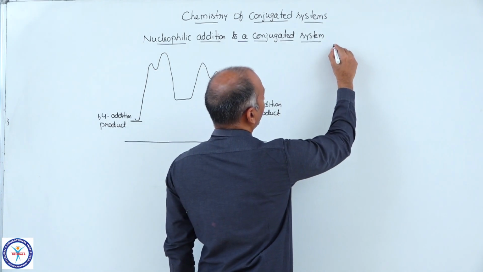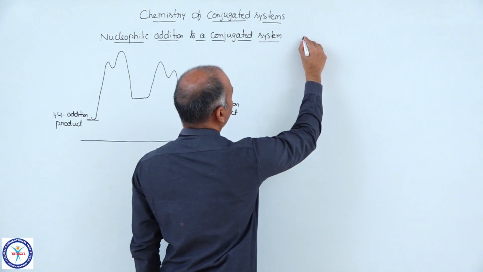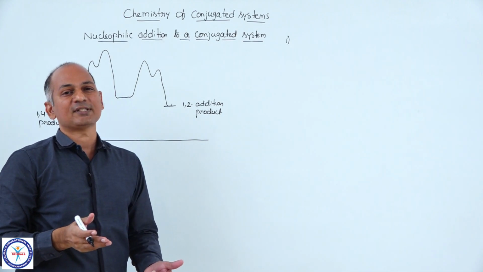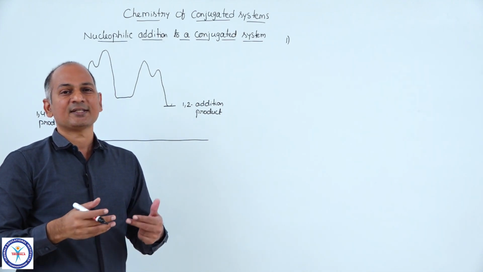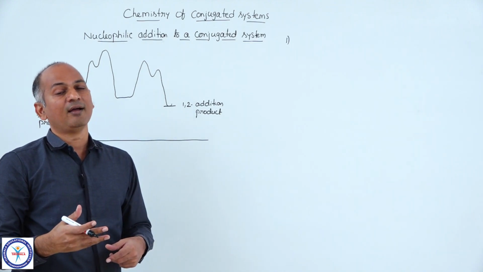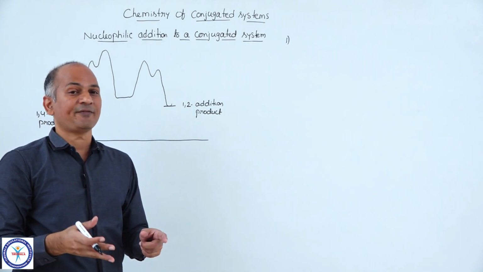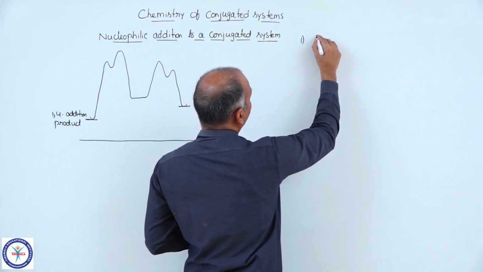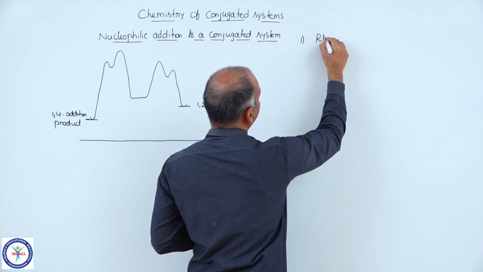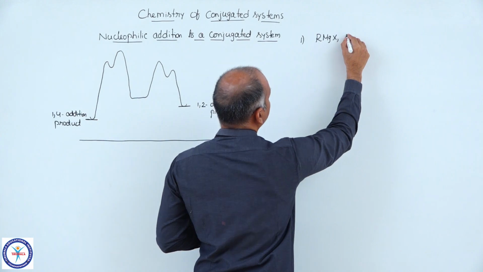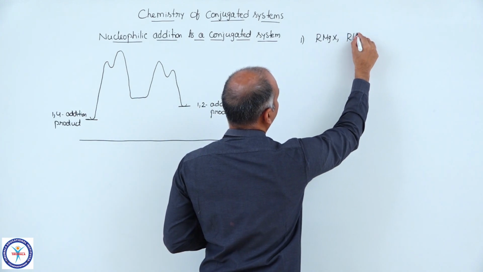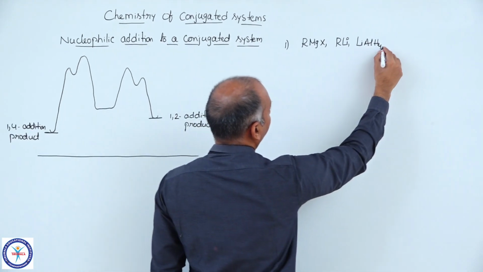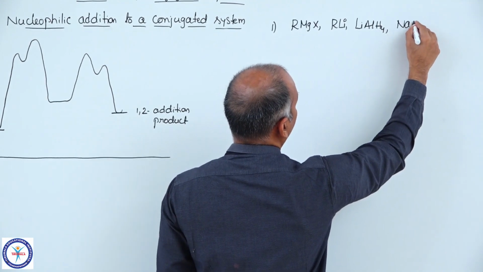First point is, generally what are the nucleophiles you encounter in nucleophilic additions to a conjugated system? There are so many nucleophiles. H minus is there, R minus is there, CN minus, OR minus, ammonia, SH minus, conjugate base of H2S. So if you see all these nucleophiles, the first one RMgX, second one RLi, third one LiAlH4, and fourth one NaBH4.